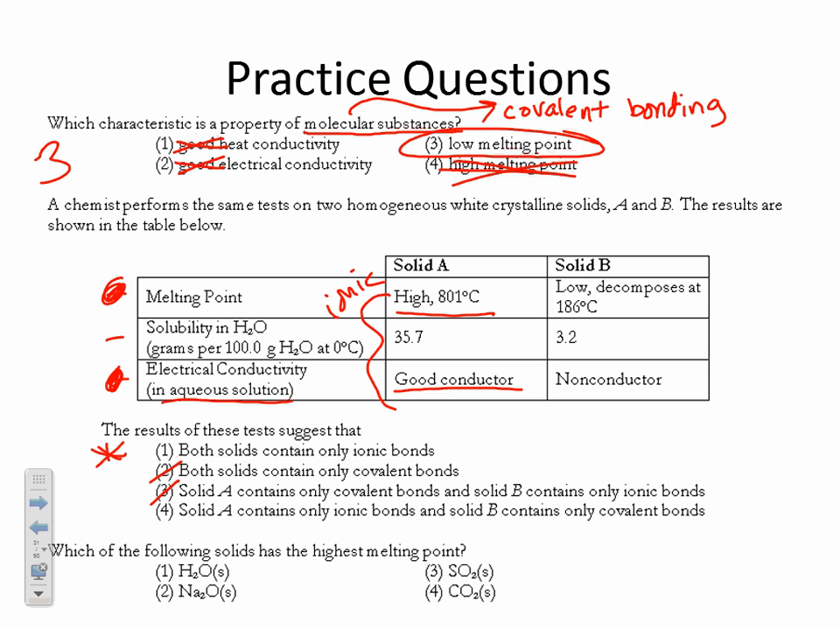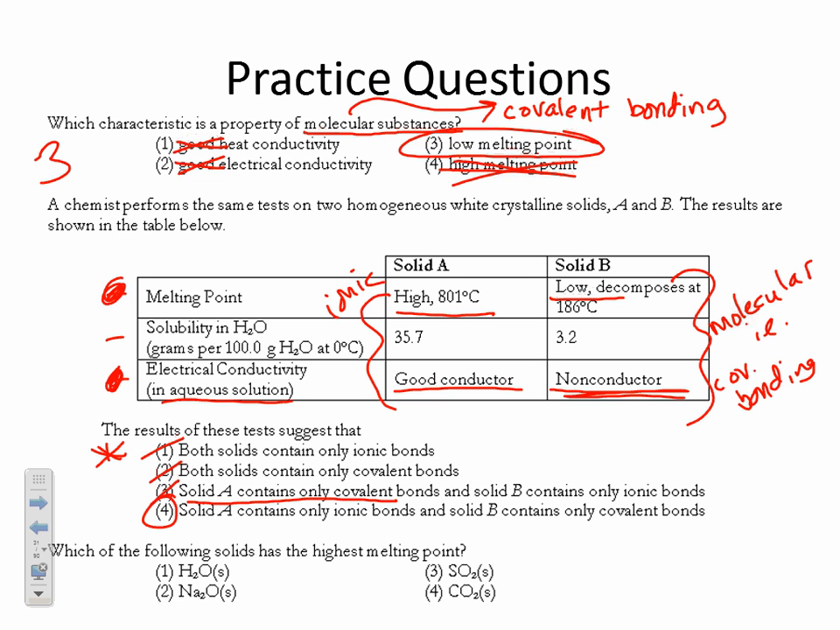Again, looking at melting point and electrical conductivity, the melting point is low, and it doesn't conduct at all. Again, this tells me that it's molecular, that is, it has covalent bonding. So A is ionic and B is covalent, so I'm not going to choose choice 1 because B is not ionic. But A, nope, I did that backwards. Yeah, 4. No, 4 is right. A contains ionic bonds, B contains covalent bonds, right? The correct choice is choice 4.